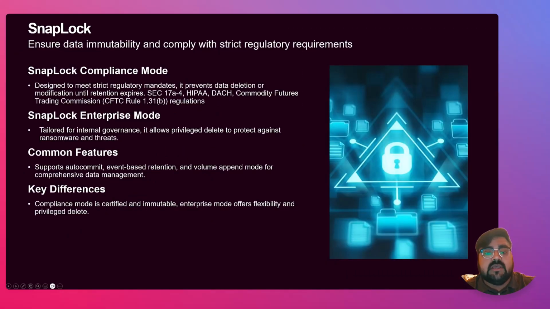SnapLock has two modes, compliance and enterprise. Compliance mode is certified and immutable. No deletion or modification until retention expires. Enterprise mode allows privilege delete for internal governance and ransomware protection. Both support auto-commit, event-based retention, and volume append mode. Now, let's jump to a demo on how to create SnapLock volumes for both compliance and enterprise modes and see how they protect our data.